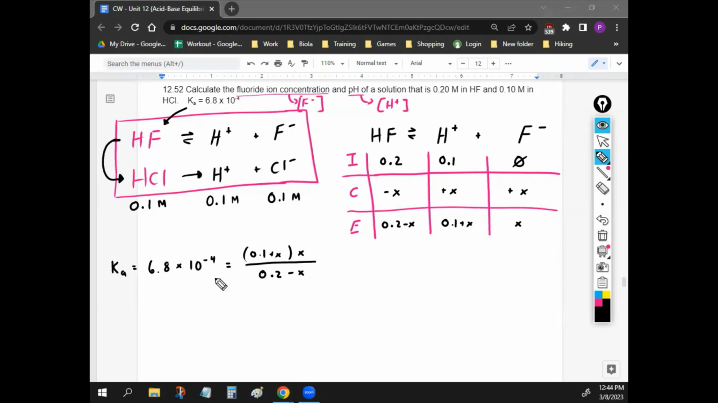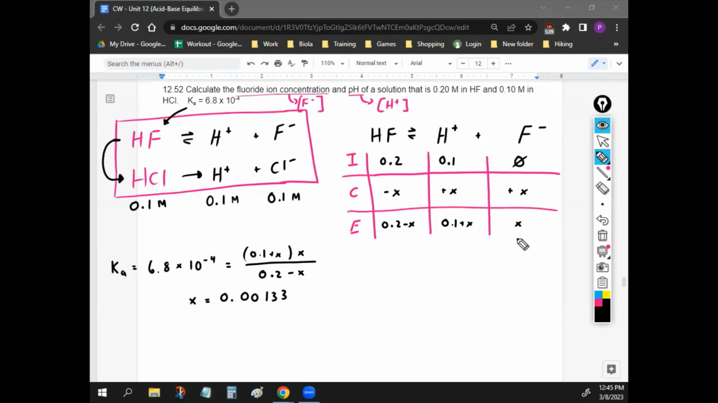I'm not going to make you do it today for the sake of time. I'll just give you guys the answer for X, but if you do the quadratic correctly, if you want to practice doing it, you can. You should get 0.00133. Okay, that's going to be your value for X. Yeah, so that's X. We just need to find out the fluoride and pH concentration.